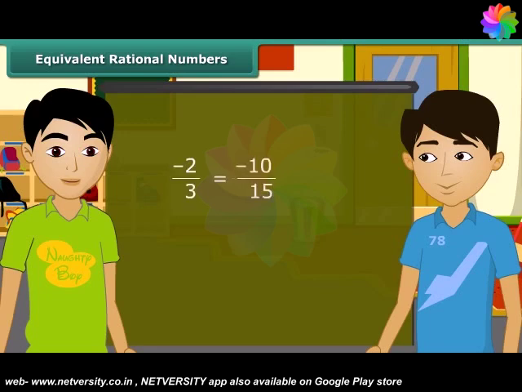Similarly, -2/3 is equivalent to -10/15, because when we multiply the numerator and denominator by 5, we get -10/15.